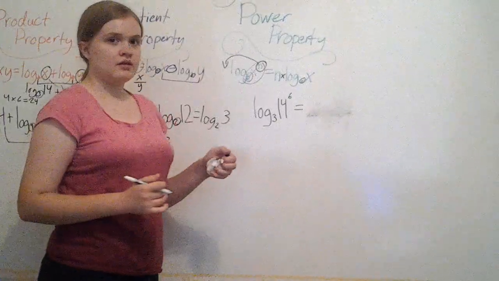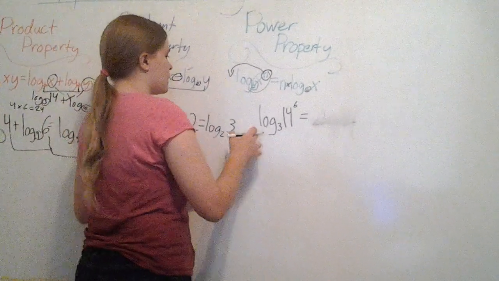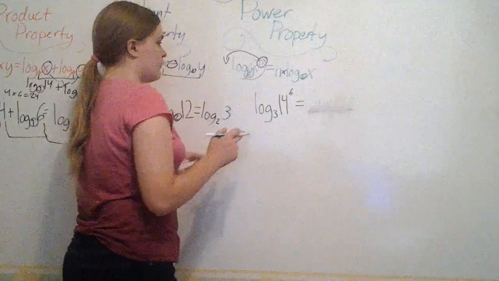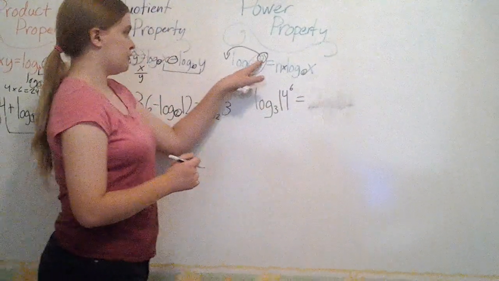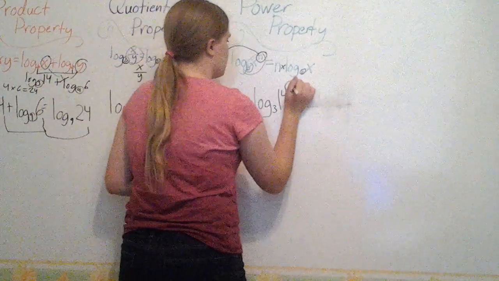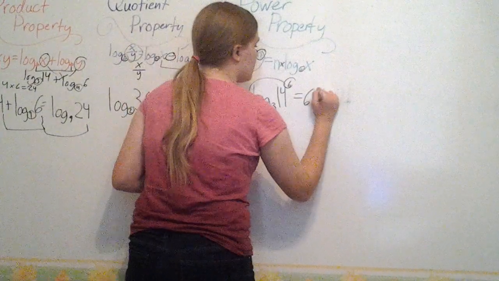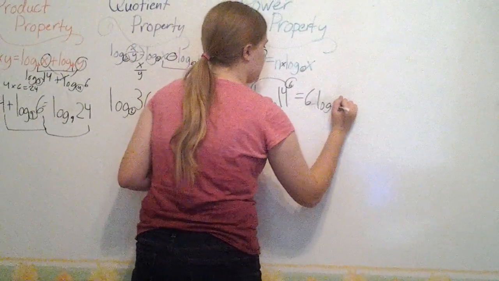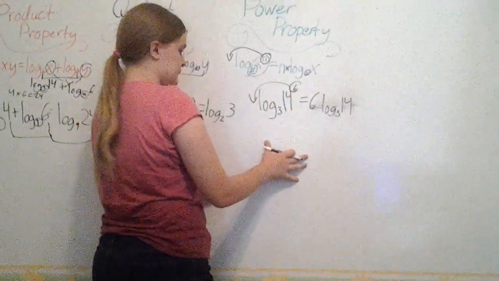To put this in a more understandable format, because numbers are so much easier than variables, we have log base 3 of 14 raised to 6. As before, the n will magically transport to the front of the equation, so it becomes 6, an invisible times, log base 3 of 14. These equal the exact same thing.